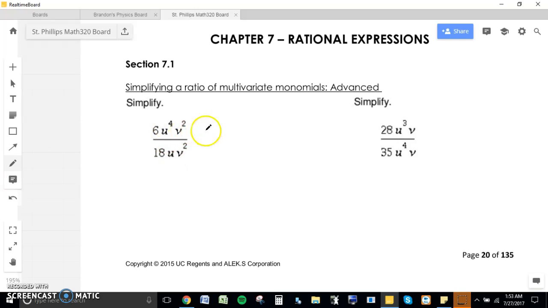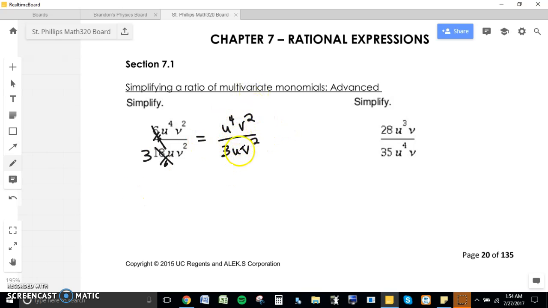The first thing is 6 and 18. I noted that a 6 can go into both of these, so let me divide by 6 on the top and the bottom. 6 divided by 6 is just 1, so that goes away. 18 divided by 6 is 3. So far we have u to the 4th v squared over 3u v squared. I'm rewriting it to show you that the 6 over 18 became 1 over 3, and I got rid of the 1 because it's implied.